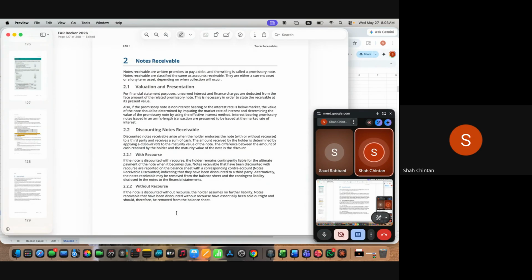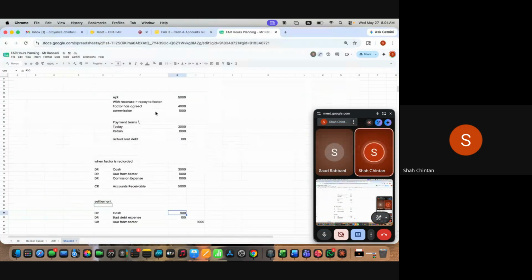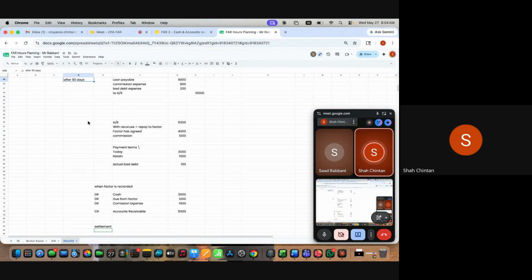Now, again, the notes receivable can be with recourse or without recourse. With recourse, it means the holder, the seller, remains liable. Exactly the same concept which we saw during the factor with recourse and without recourse.